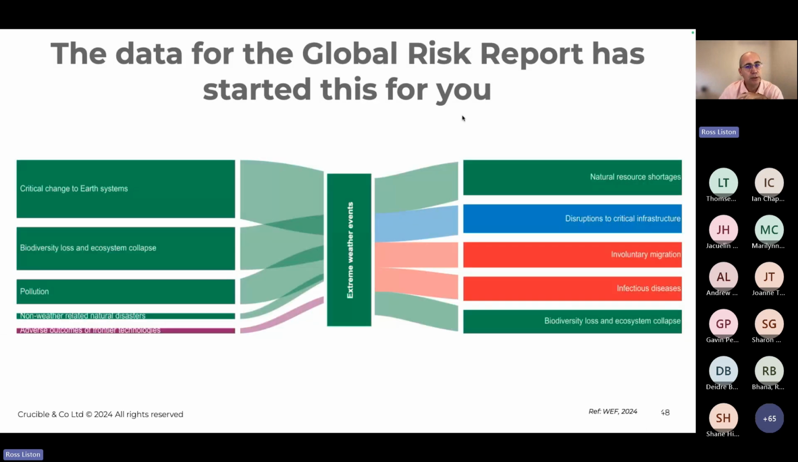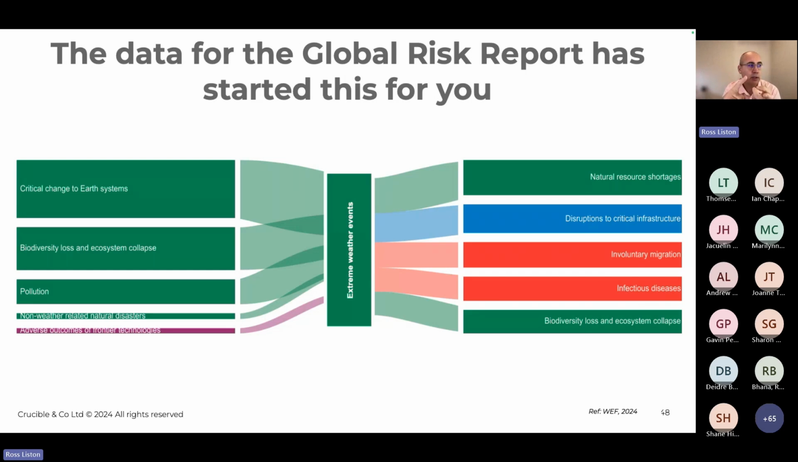And if you look at what's available from the World Economic Forum, if you go and look at their data for their current report, you can get these basic bow ties already. It's not getting into the controls, but it's trying to show you how, if our concern is extreme weather events, the causal factors are obviously critical changes to Earth systems, biodiversity loss, and what is meant by that is if you lose a wetland or something that can saturate and take up an extreme weather event, you have a more severe weather event.